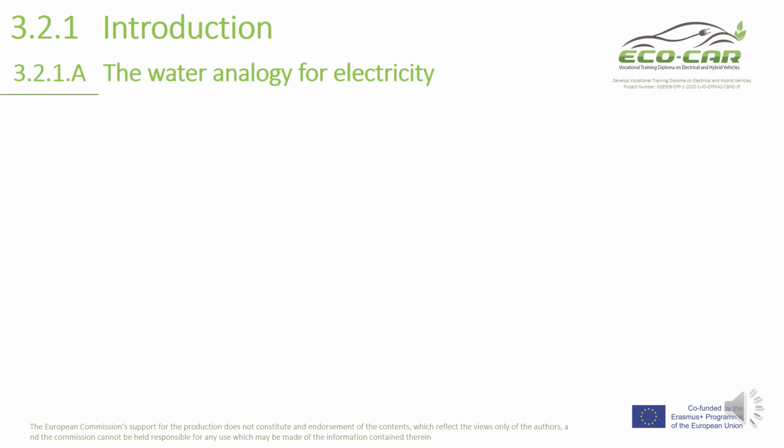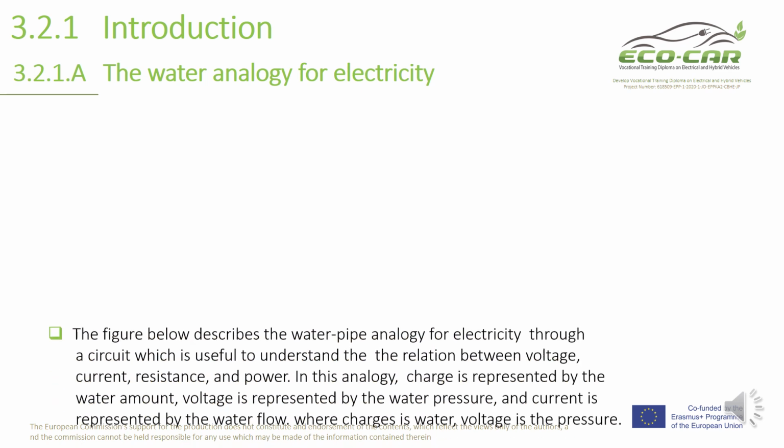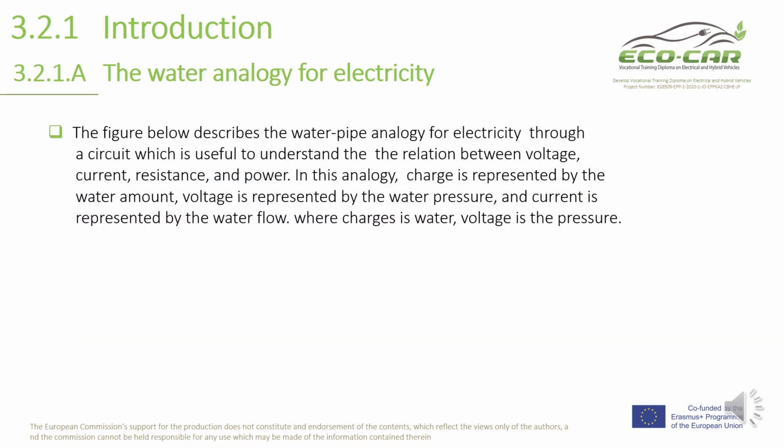The water analogy for electricity. So there is a relation between flow of water and the flow of current or flow of charge. The figure below describes the water pipe analogy for electricity through a circuit, which is useful to understand the relation between voltage, current, resistance, and power.